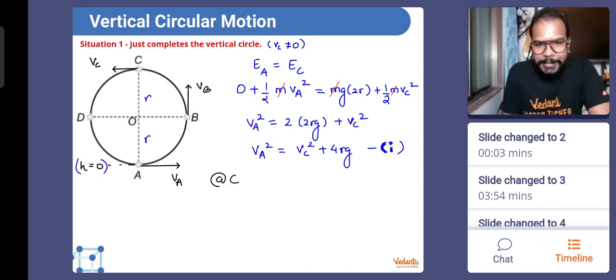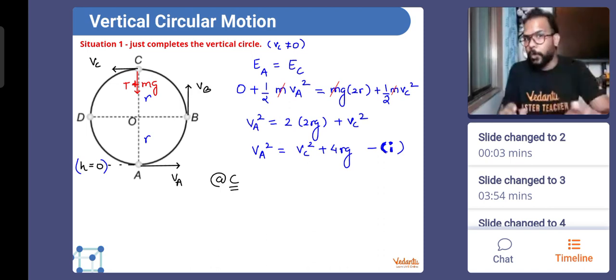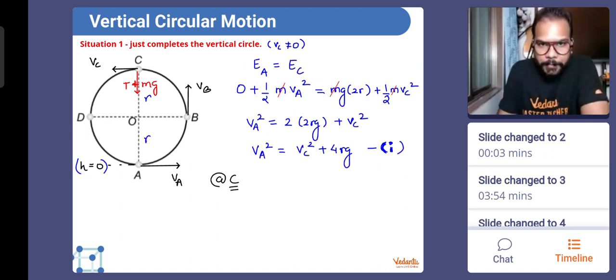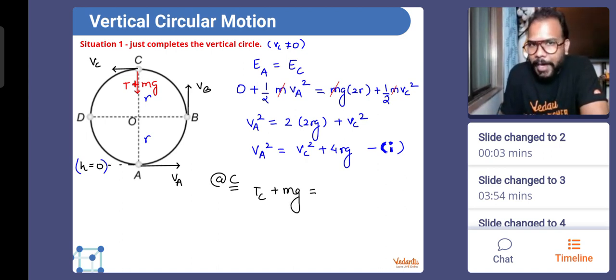Now, everyone, first we'll go to point C, because we want to talk about the minimum speed here. So first, let's talk about the forces acting on the body at point C. Definitely, the body is experiencing two forces there. One is tension, the other is mg. Both forces are acting towards the center. Tension is definitely acting along the string, and mg is definitely acting downward. I told you there are only 2 points where mg comes in the radial direction. C is one of them. So at C, the tension force Tc plus the weight of the body mg, both acting towards the radial direction, should be equal to mvc square by r.